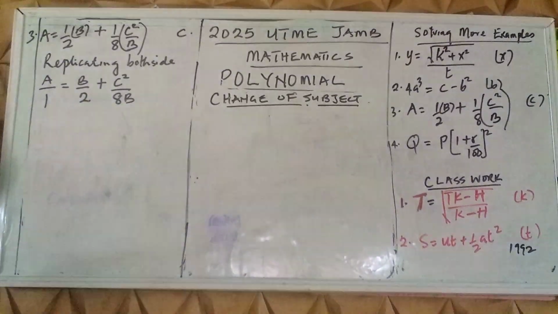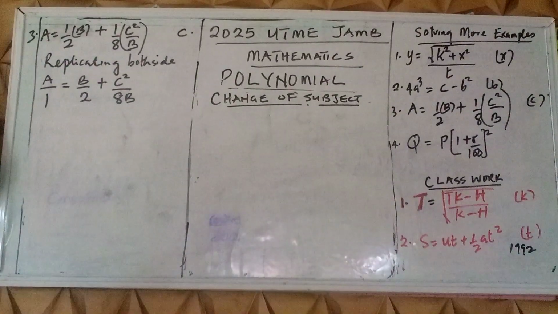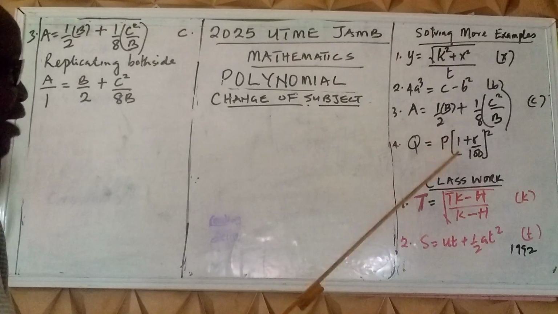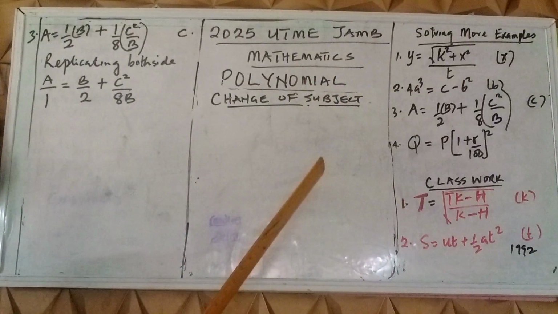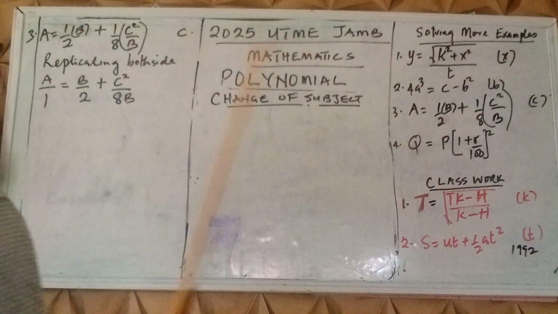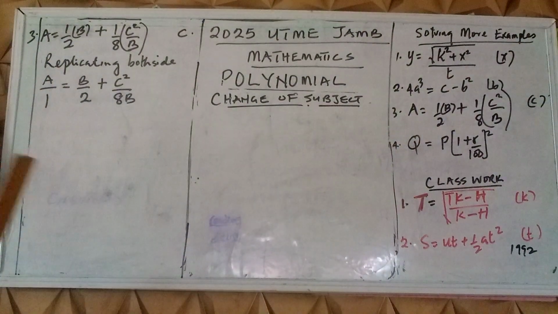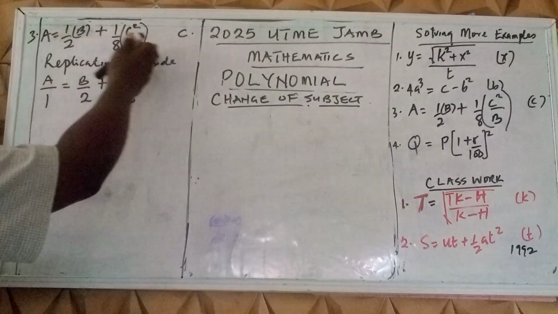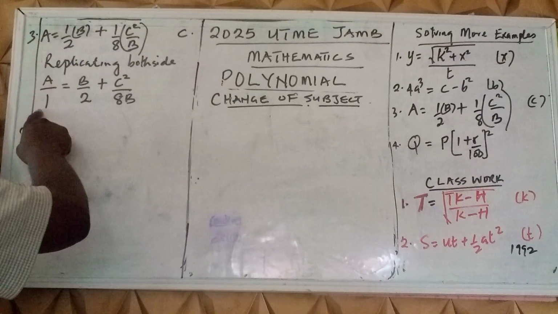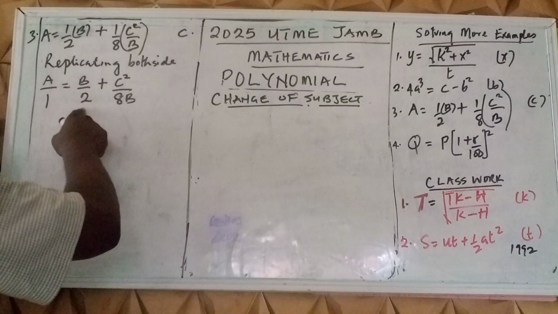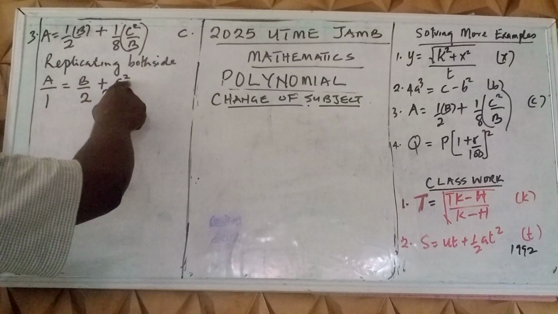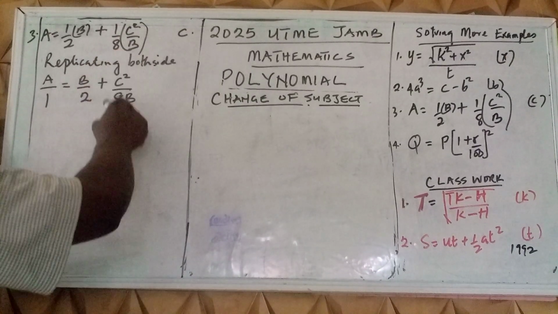Welcome back. Now, you will agree with me that all these questions have their own degree of applications that will help us solve tougher questions. We are here now, question 3. The first thing you do is to replicate both sides so that they all look like fractions. So I've said a over 1 is equal to 1 times b is b over 2, 1 times c squared is c squared, all over 8 times b is 8b.